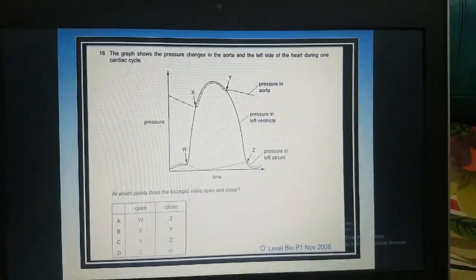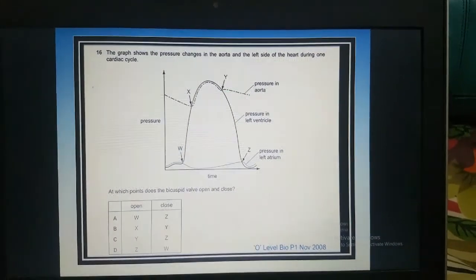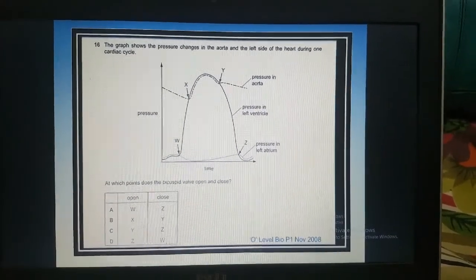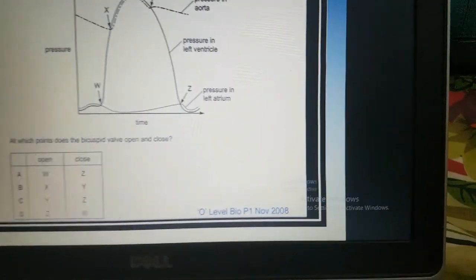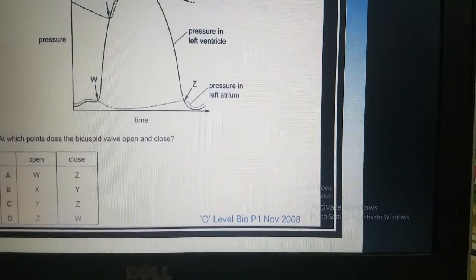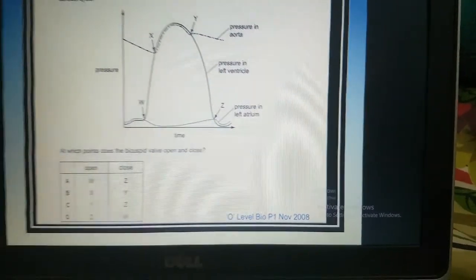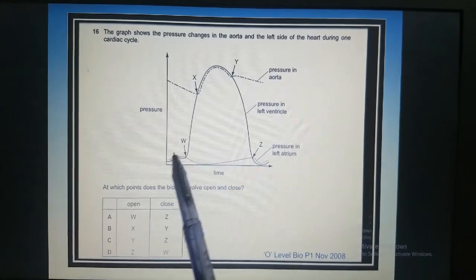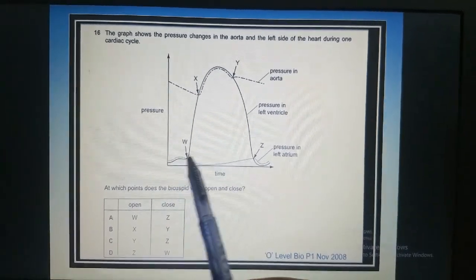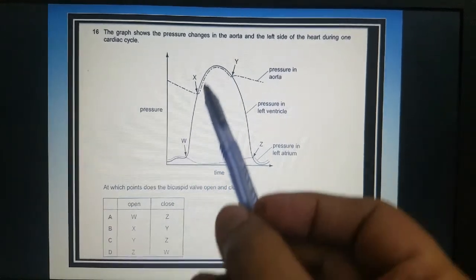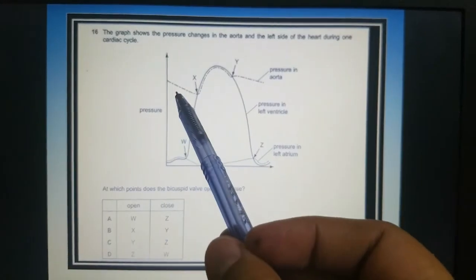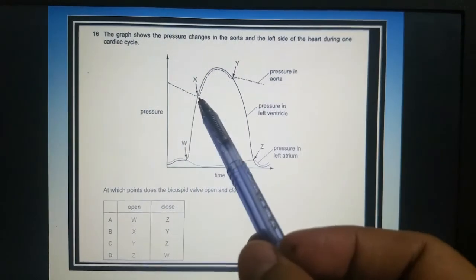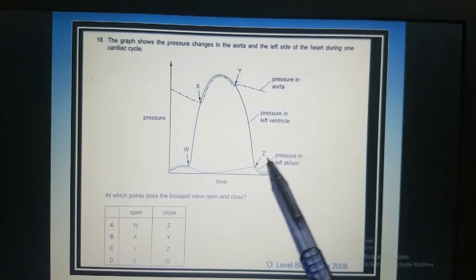Now I have a few questions taken from past year papers related to the same graph. This is question number 16 according to the question paper, O-level biology, paper 1, November 2008. They have already mentioned that this is the line of pressure. It is representing pressure in the atrium, this is pressure in the ventricle, and this is the pressure in the aorta. Now you may notice this is W, this is X, Y, and this is Z.